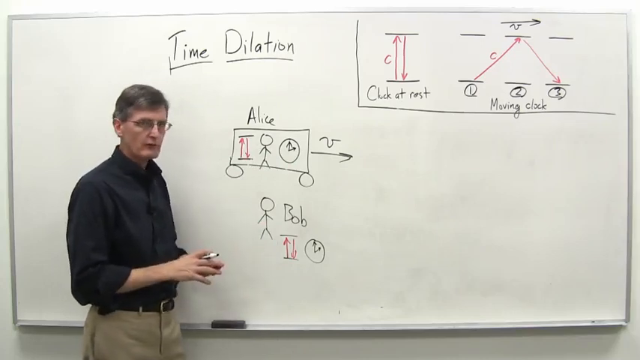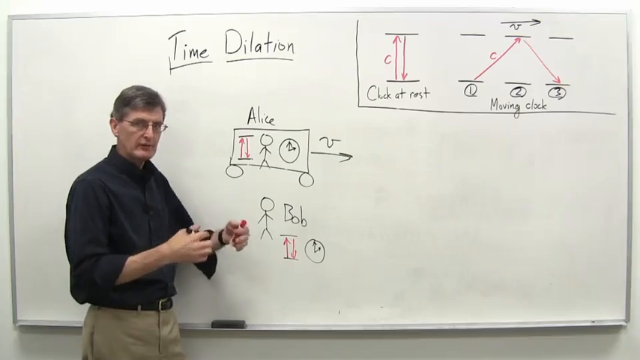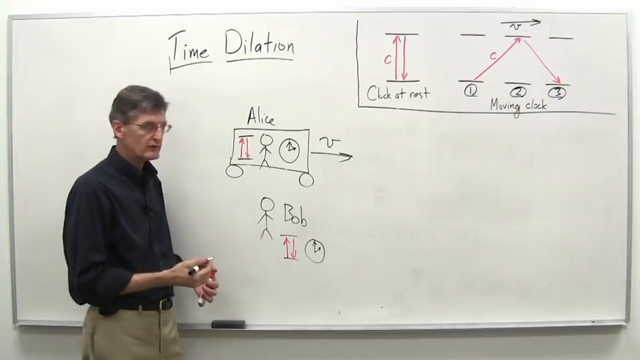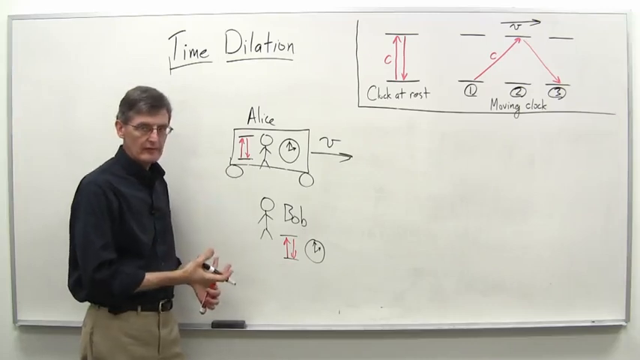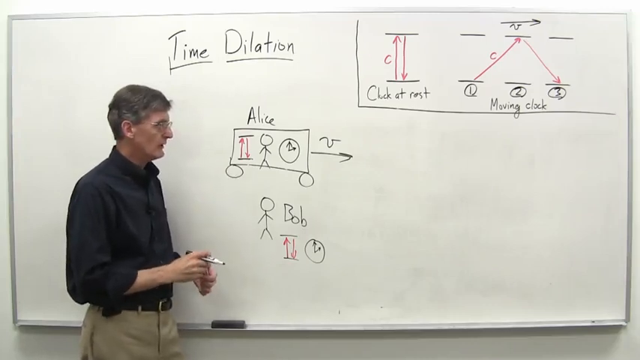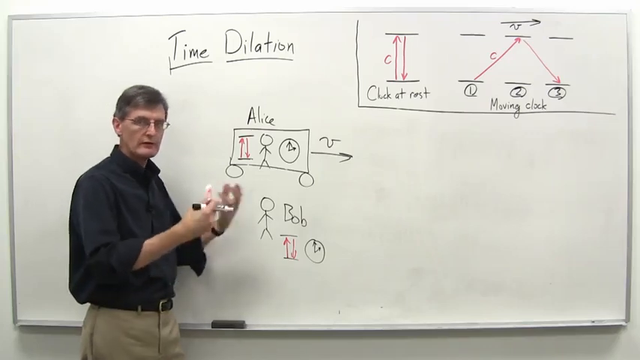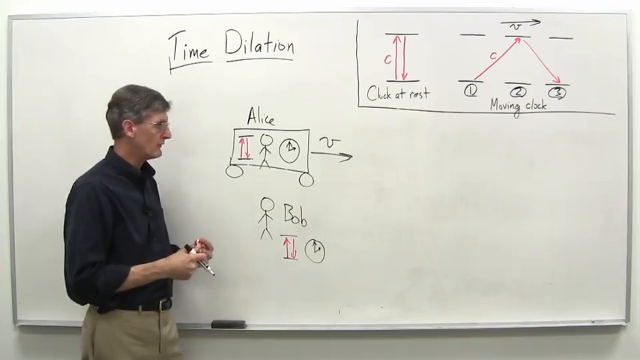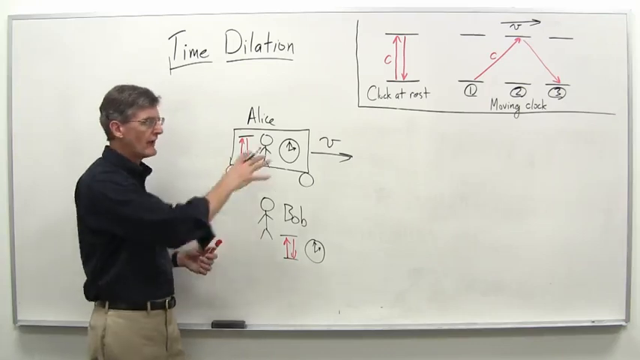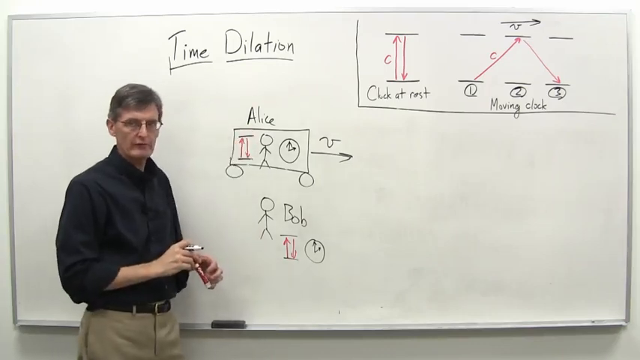And again, remember the basic equation: delta t moving is 1 over gamma times delta t at rest. Again, the time dilation effect. And as we move along here in the videos, we'll be exploring more of the consequences of this and also asking some more questions about how some of this actually works.